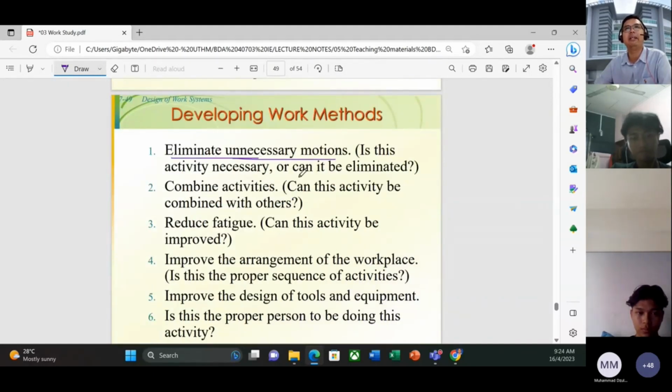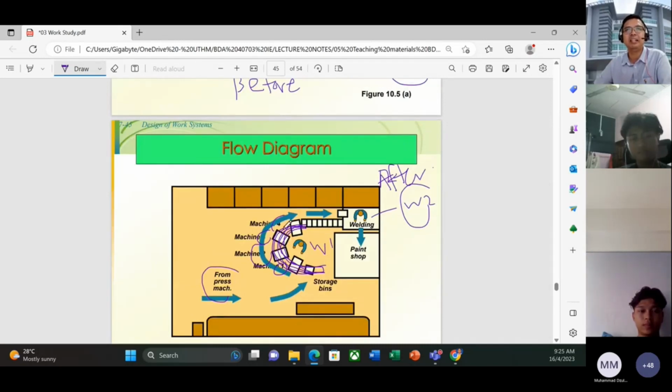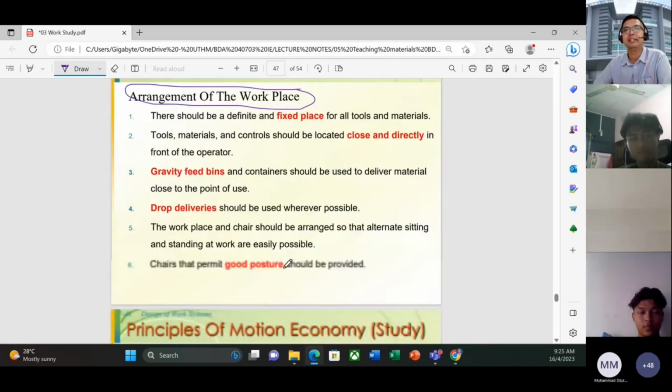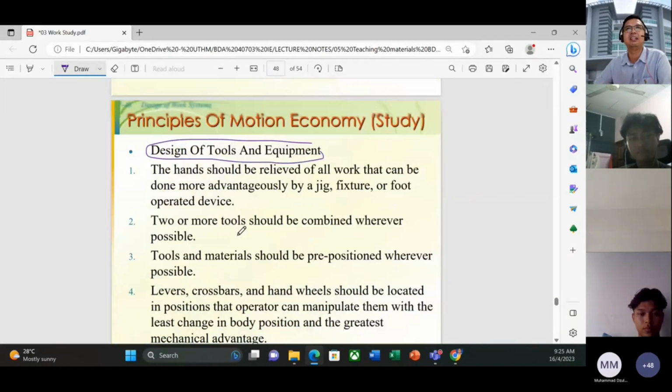Is it necessary, or can it be eliminated? Combine activities. Can this activity be combined with others, such as the previous one? This is the combined activity. All activities here, we combine so only one worker performs this task. And then reduce fatigue. Can this activity improve fatigue?